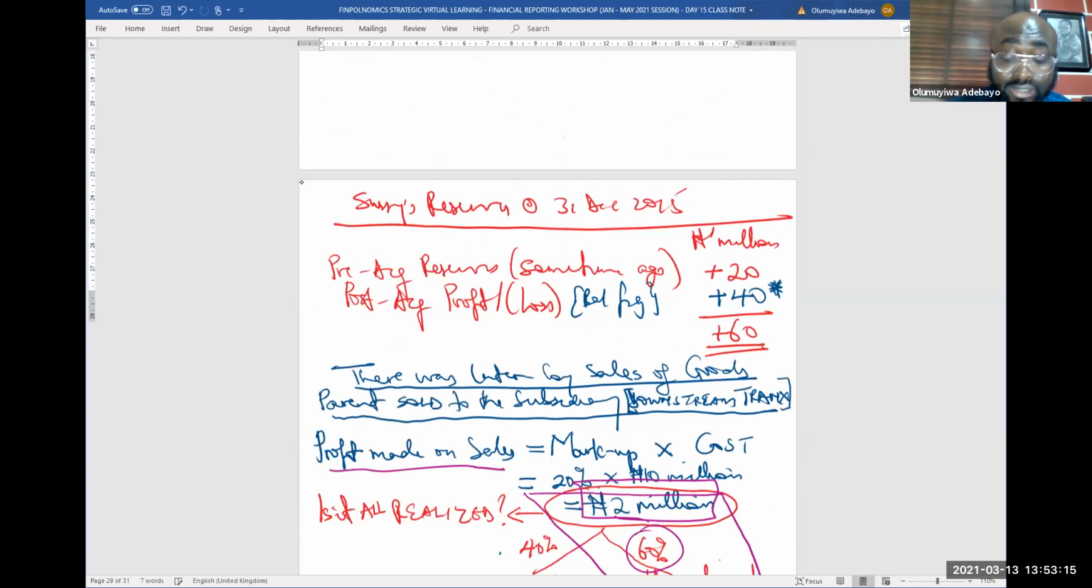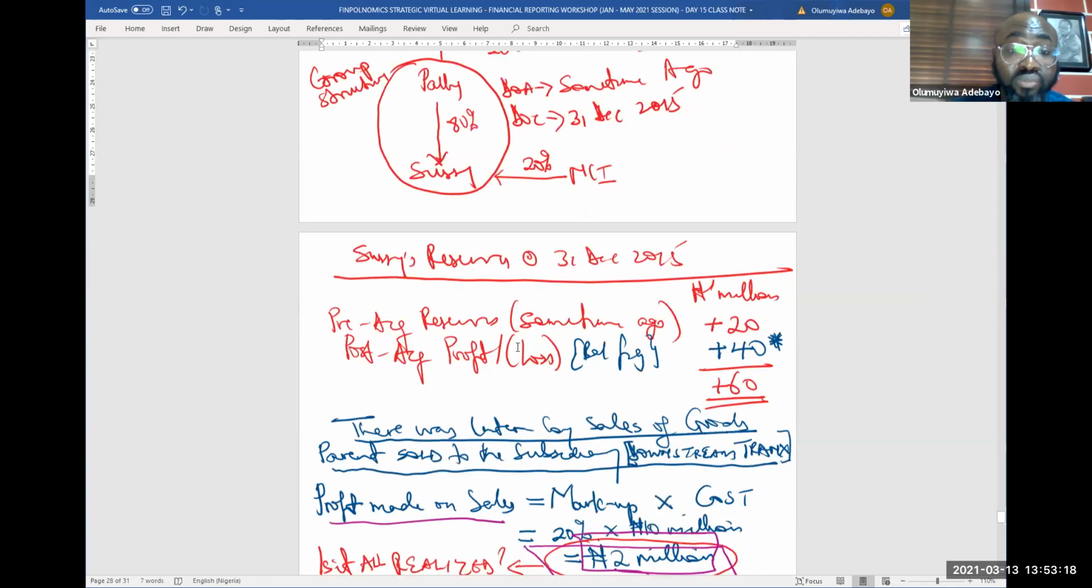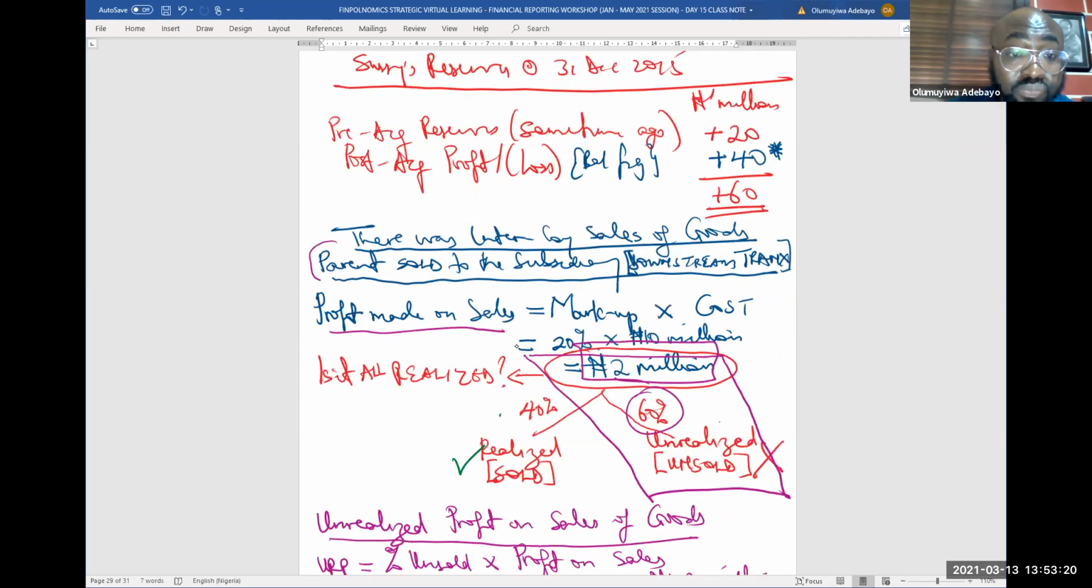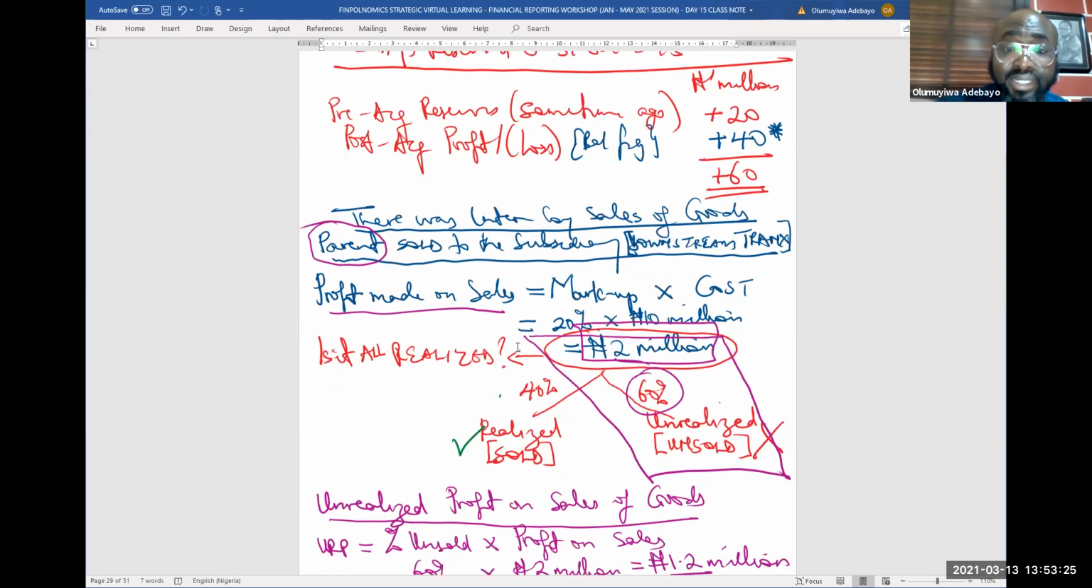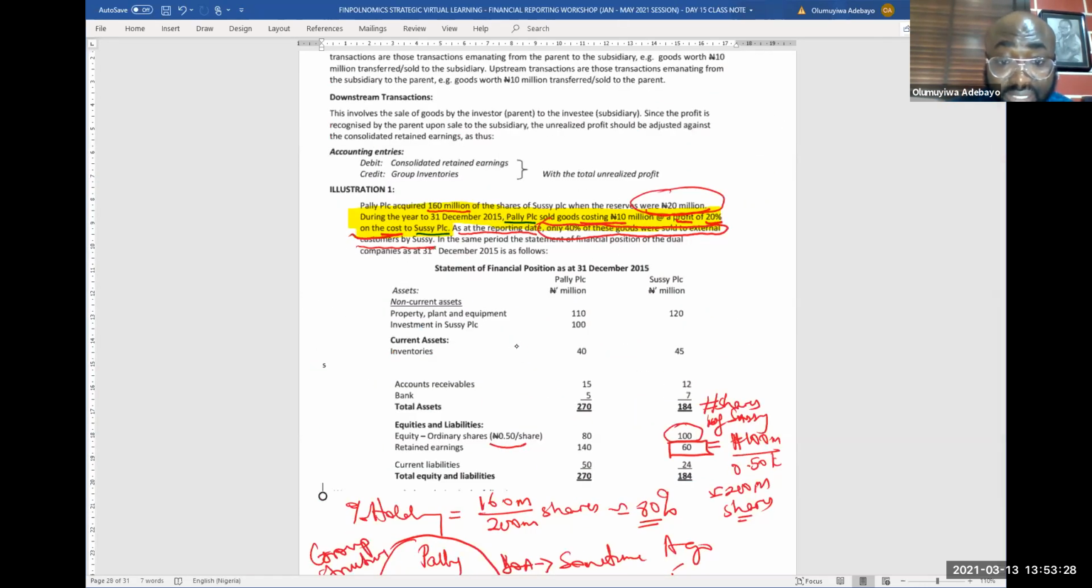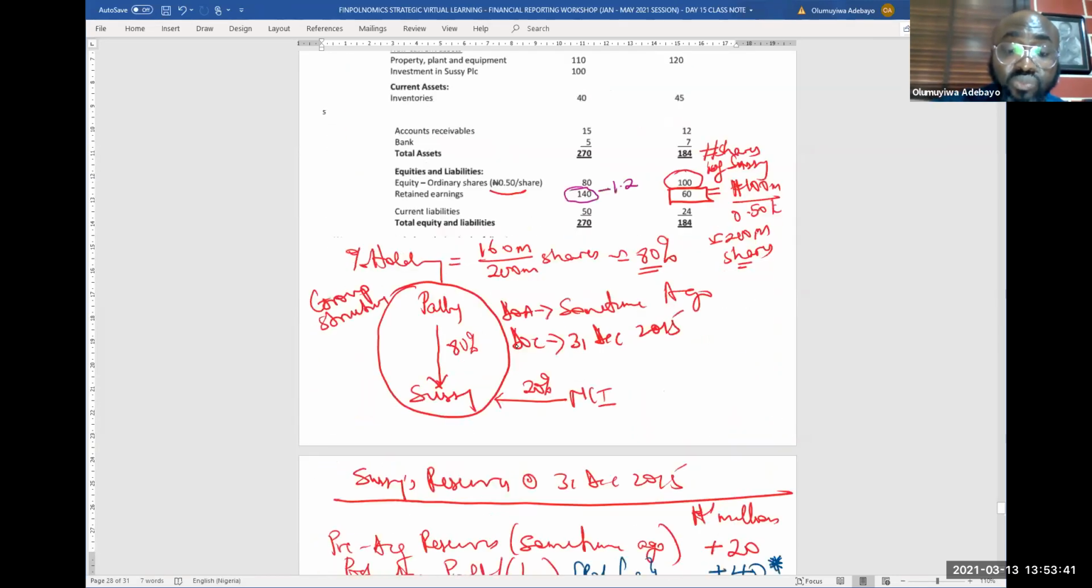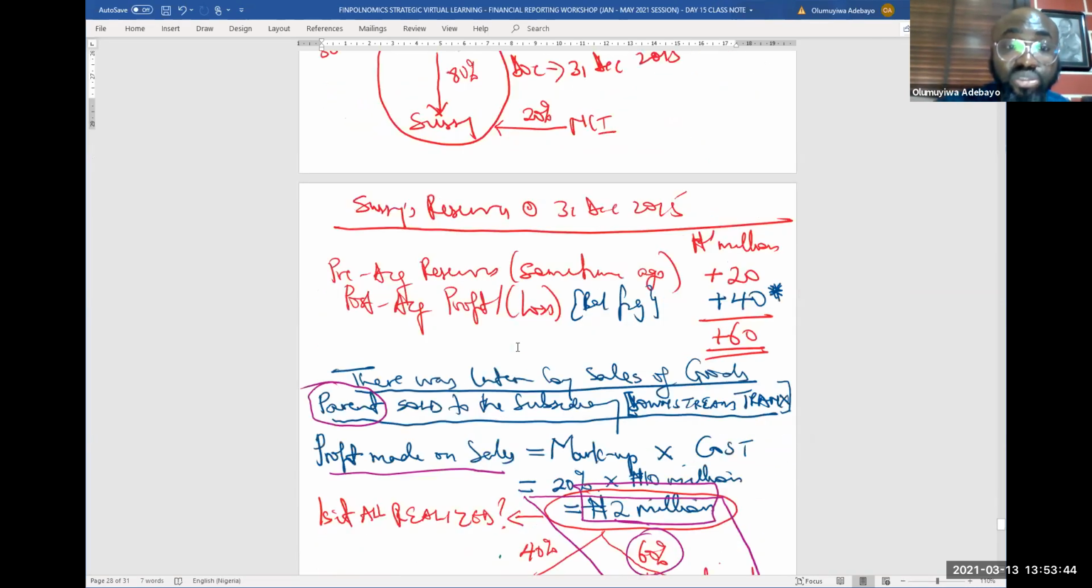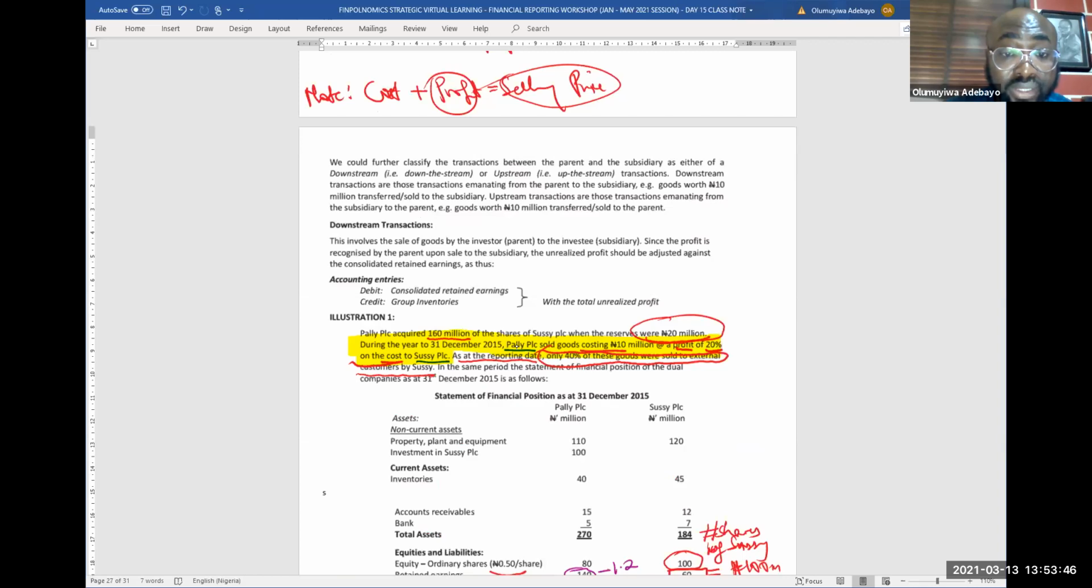That is where this is relevant. In the books of the seller. Who is the seller? Parent. Which means we'll go to the profit of the parent. Remember, retained earnings of the parent is reading 140. In this 140, there is 1.2 million that's unrealized. And what do we do in that regard? We remove it. The process of removing it is this entry that was given to us: go to the parent's book and remove, by way of debit, the unrealized profit.